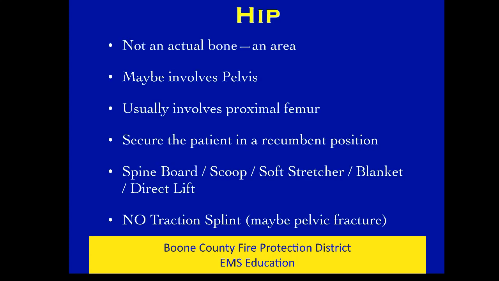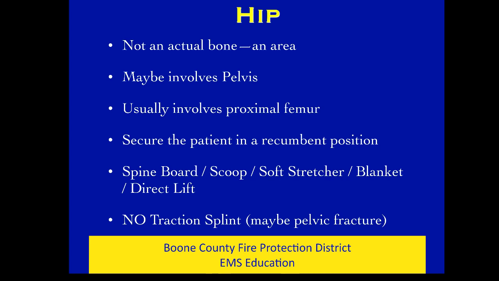The hip, one of the more frequently injured areas in falls, and realize that there isn't a hip bone. It's an area. It involves the pelvis. It involves the proximal femur, meaning the opposite of distal, proximal meaning closer to the heart. And these patients are in pain. Now, they've usually put themselves in their position of least discomfort, but they're still hurting, and any movement hurts them a lot.